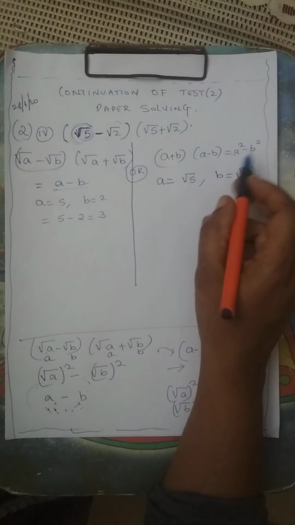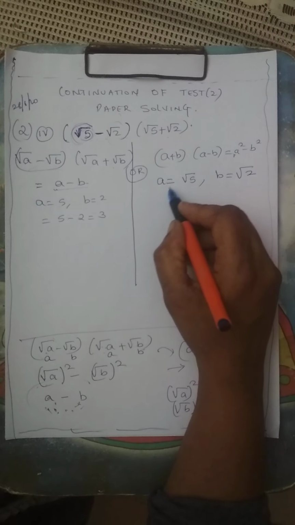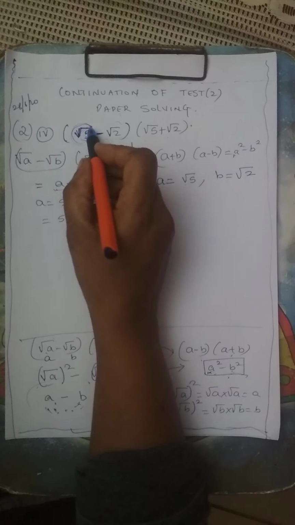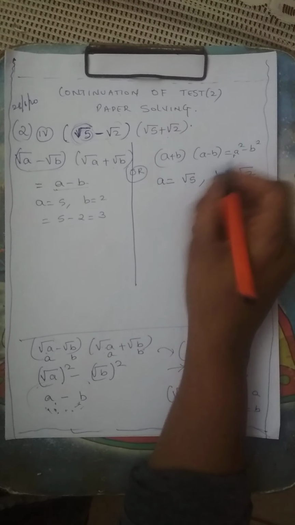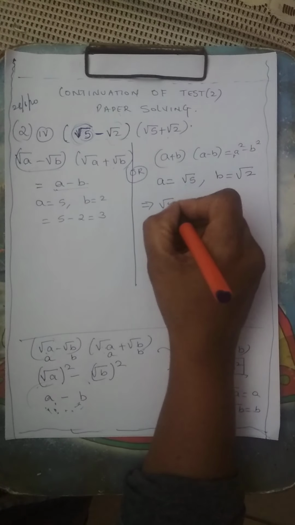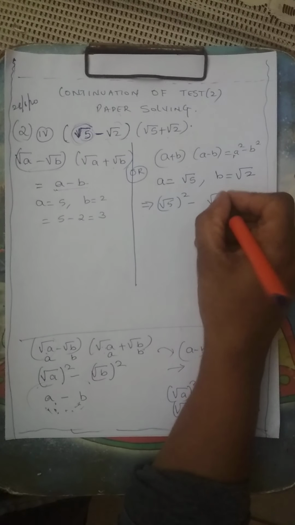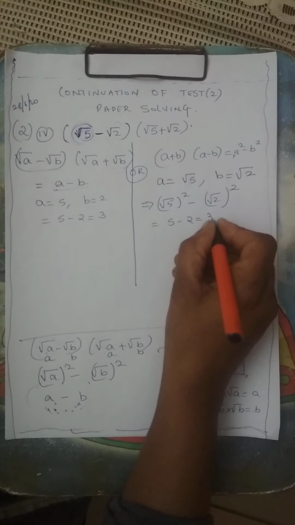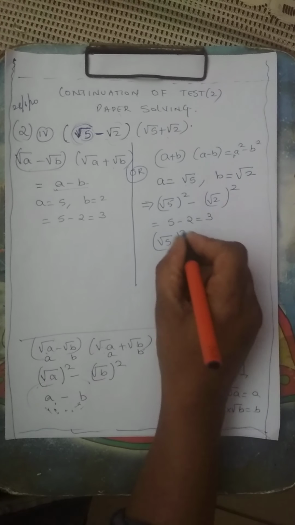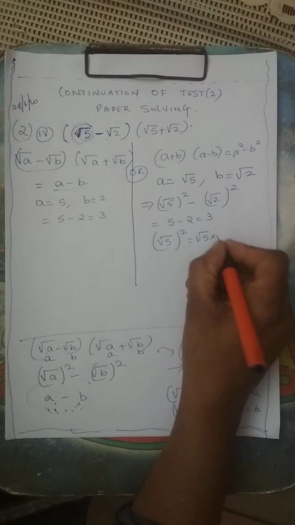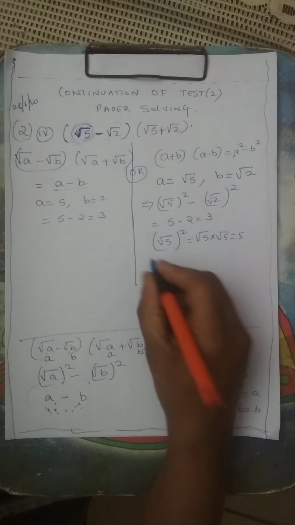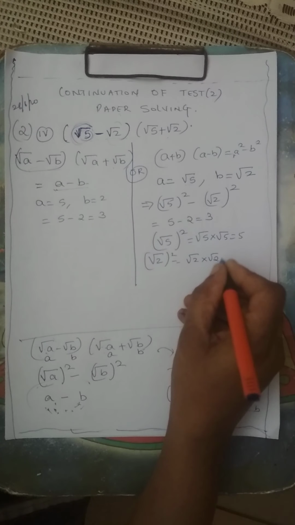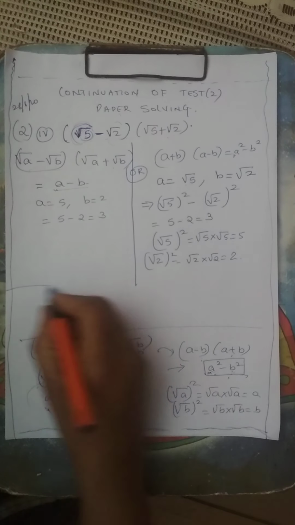Okay. Now, wherever A is there, now see, you understood why I got A is root 5? Because when I'm using this identity by heart that way, my A will be the full thing. So wherever A is there, what you will put? Root 5 the whole square. Wherever B is there, what you will put? So 5 minus 2 is equal to 3. Because root 5 the whole square is root 5 into root 5. Okay?